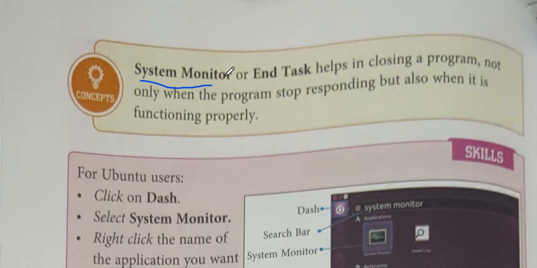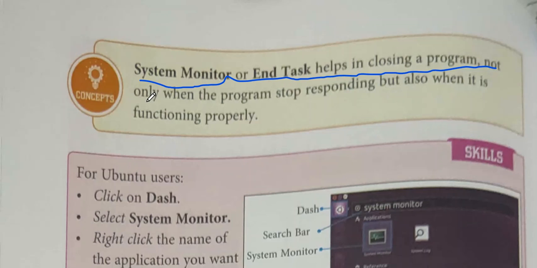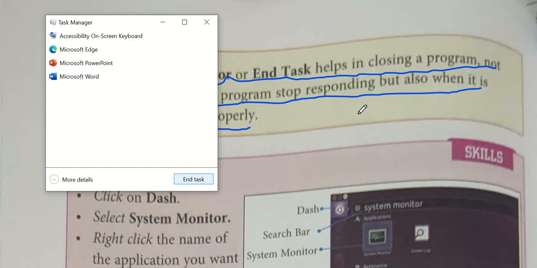System monitor or end task helps in closing a program not only when the program stops responding but also when it is functioning properly. As all my applications were functioning properly, they were easily opened, but still if you want to close any application with the help of the system monitor or task manager, then you have to simply press Control Shift Escape. In that case, the task manager will be in front of you, and then if you want to close any of the applications, you can close it.